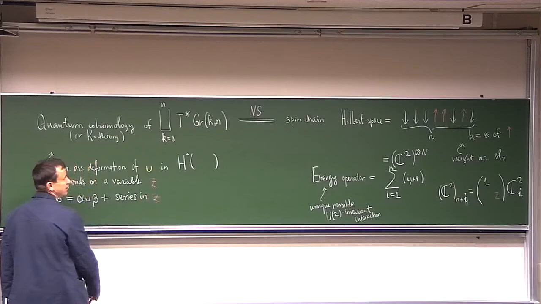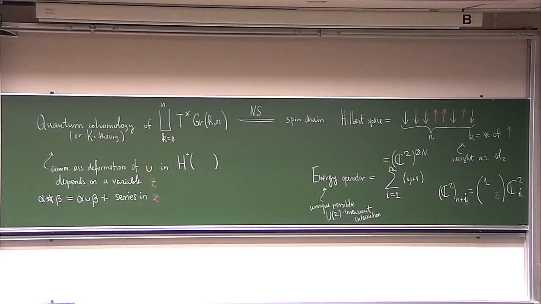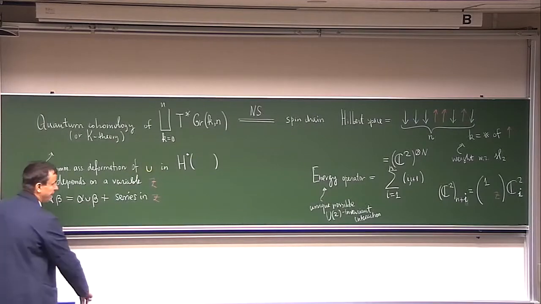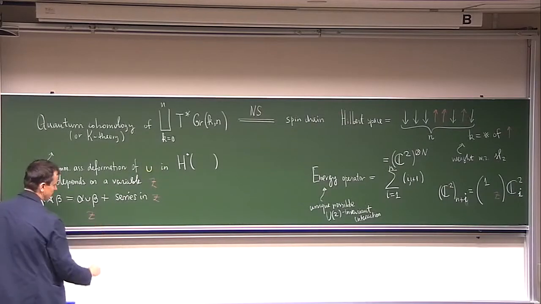Which in general doesn't even have to converge. It's in general some formal series. In our case, it will converge to some very nice rational function, but it's some series in Z. In other words, everything here happens around the point Z equals 0.